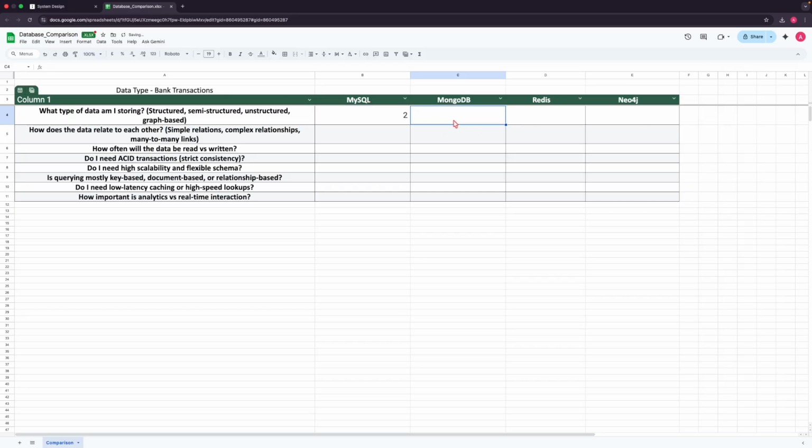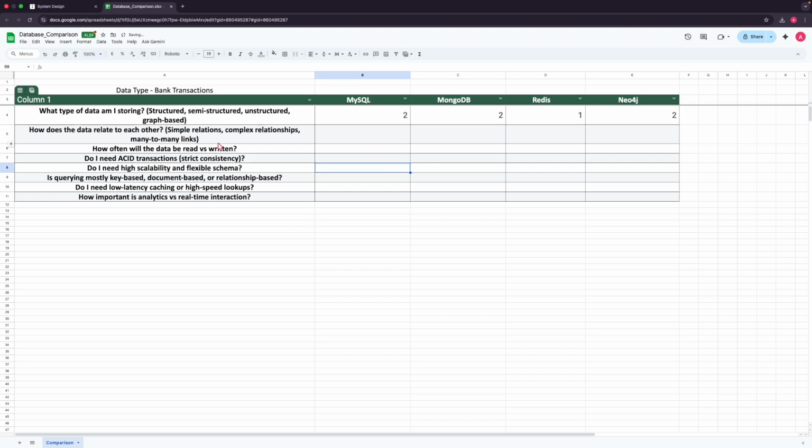Will MongoDB also help us to store structured data? Definitely it will help us to store the data in the same manner, so we can give it a 2. What about the Redis database? If the data is structured, then definitely it will help, but it's not as good as the other two databases. So that's the reason we can give it a 1. Will Neo4j help? Definitely it will also help us to store the structured data, because here also we are storing the data in the form of objects, but on top of that we are going to create the connections. Here we are not worried about the connections, only about whether we are able to store the structured data or not. Yes, we can store it, so we can give it a 2.